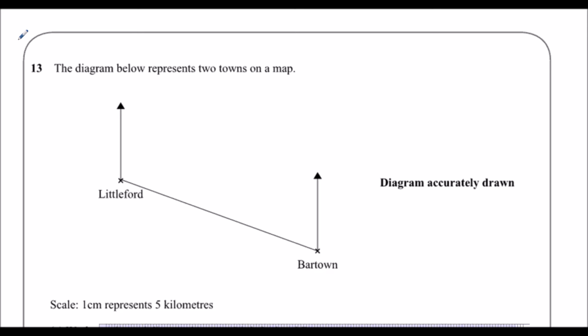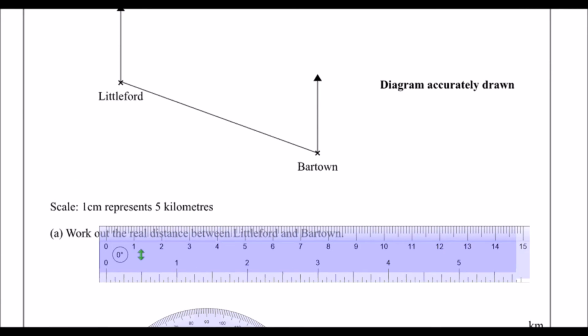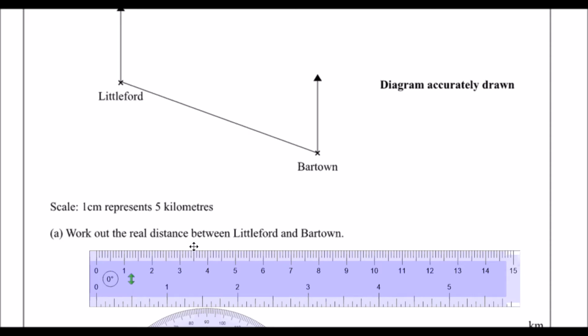Question 13. The diagram represents 2 towns on a map. The diagram is drawn accurately. So we've got Littleford and Bartown. And we're told 1 centimetre on the map is 5 kilometres. Work out the real distance between Littleford and Bartown.